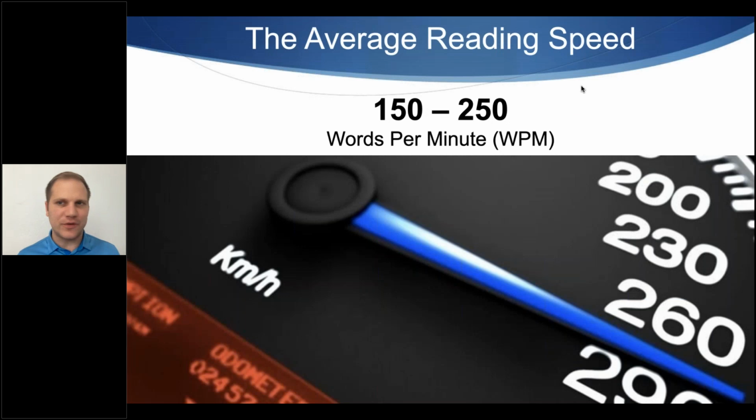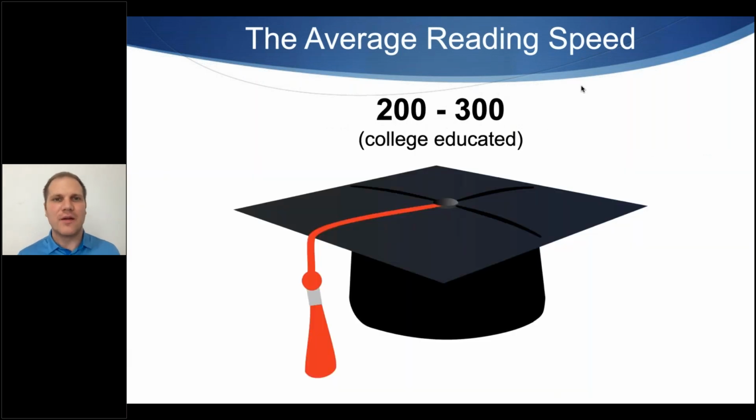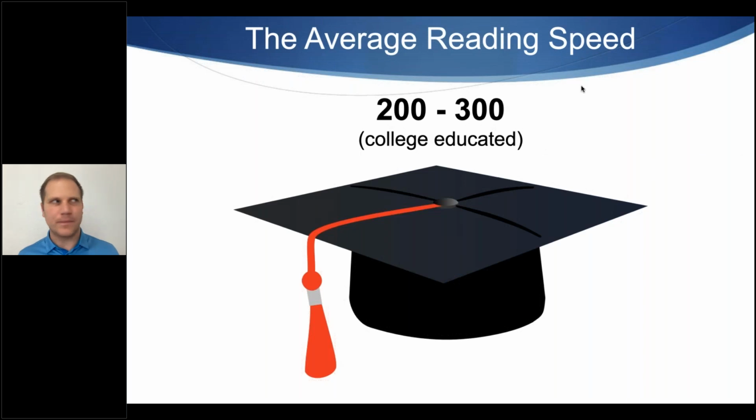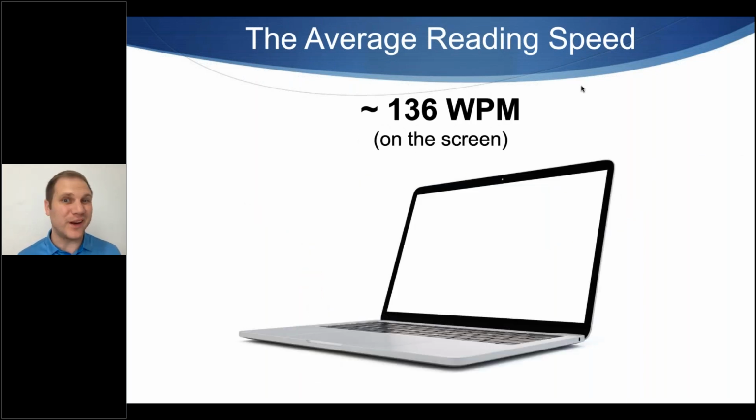This is the average. We talked about it in our speed reading workshop. This applies to lots of people, generally adults, but it doesn't take into account education level. For college educated adults, it is a little higher, 150 to 250 generally, 200 to 300 for the college educated. And on the screen, it's a little bit slower, 136, believe it or not. This is one of those things where the reason it's slower on the screen is because there's more potential distractions when we're reading on the screen.